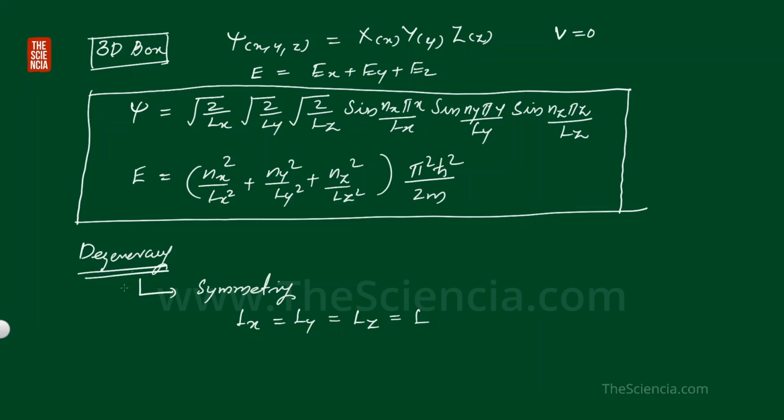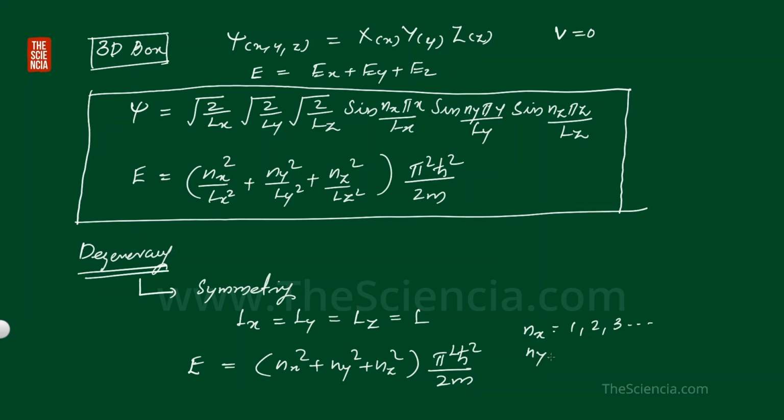Here the expression for energy reduces to nx square plus ny square plus nz square, into pi square h square by 2m, where nx can have values 1, 2, 3 etc., ny can have values 1, 2, 3 etc., and nz also can have values 1, 2, 3 etc. Here also, for simplicity, I am calling this term E, that is, E is equal to pi square h square by 2m.